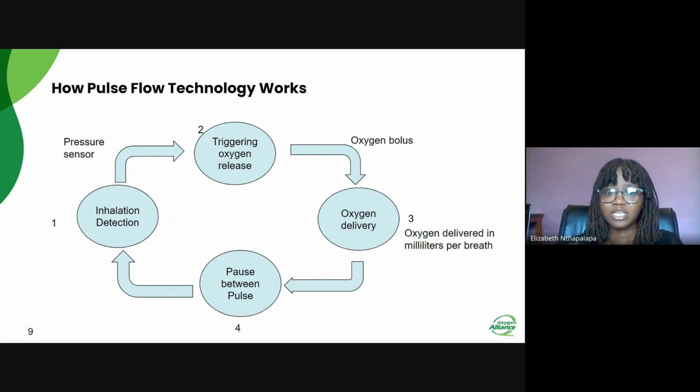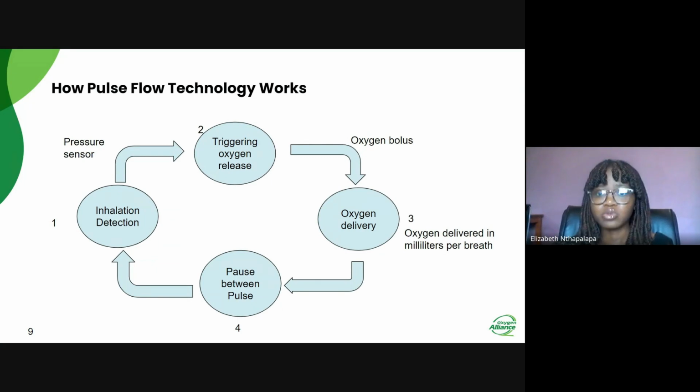As you can see here, we have moved from the detection of the inhalation, to triggering the oxygen release, and now we have the oxygen delivery. Oxygen, many times, is delivered in milliliters compared to continuous flow, whereby we deliver oxygen in liters per minute. So why is it so? Because the pulse dose setting has different oxygen conservers that actually section the amount of oxygen to be given.